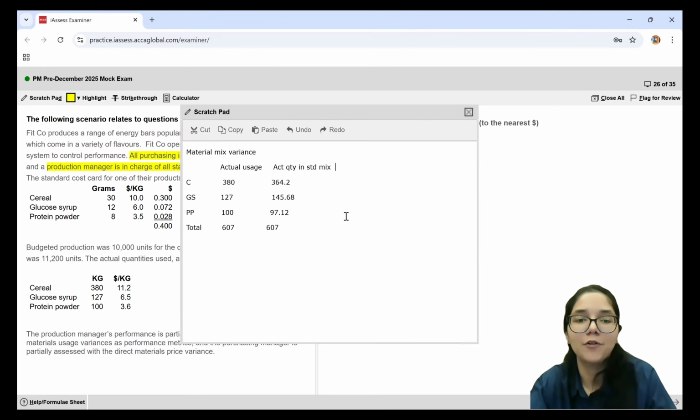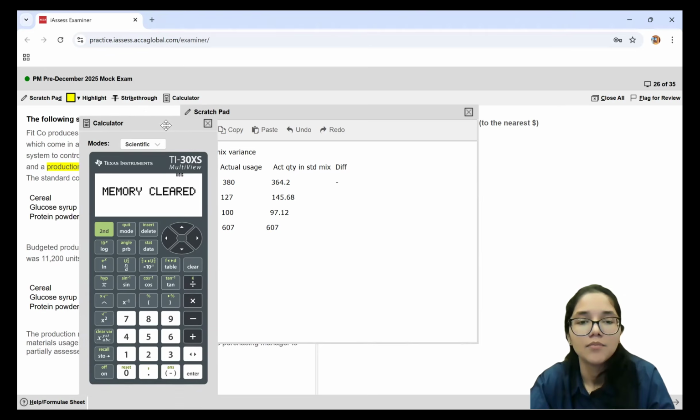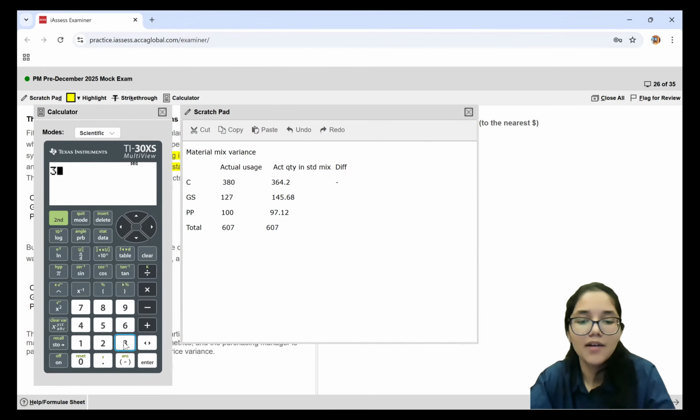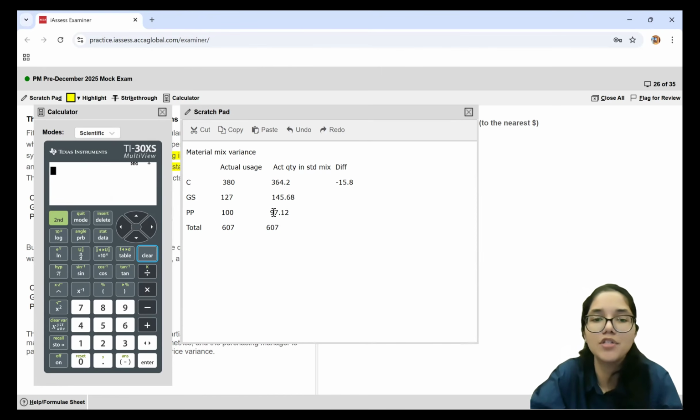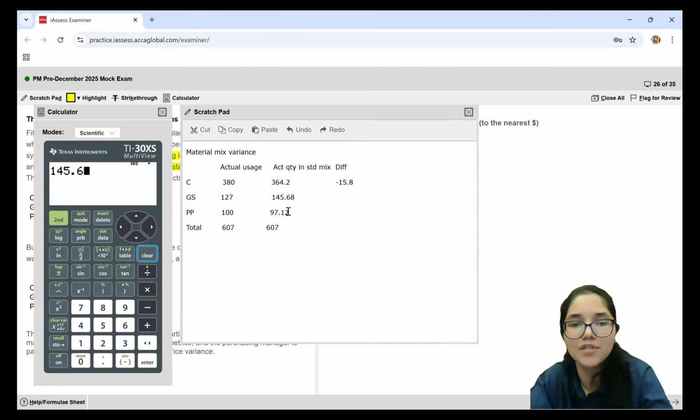Now what I have to do is find out how much difference there is. So if you see, I should have used 364.2, but I ended up using more, so it is a bad thing for the company. If I use my calculator over here, this is going to be 364.2 minus 380. So I ended up using 15.8 more, negative 15.8. If I talk about the difference for my glucose syrup, 127 is my actual usage. I should have used 145.68. So I ended up using less. So this will be a favorable variance for me.